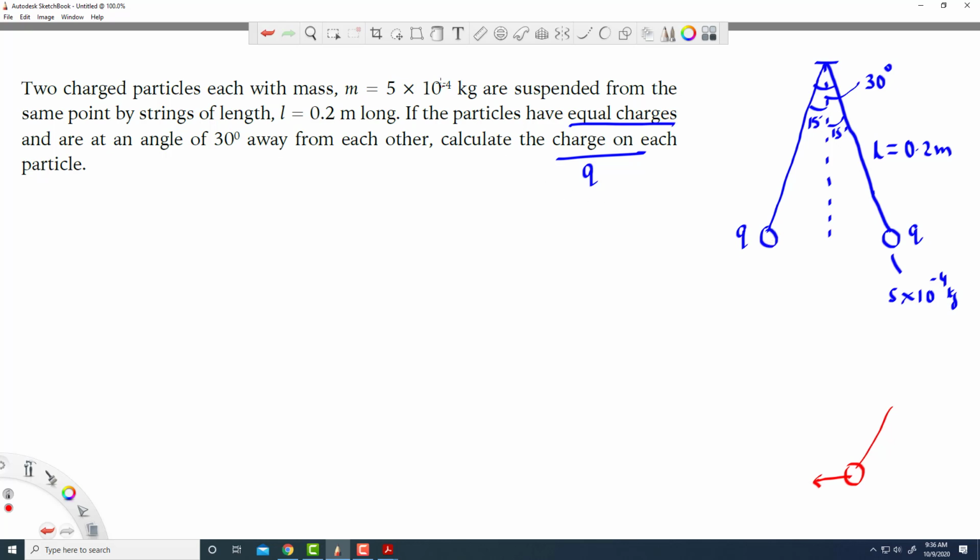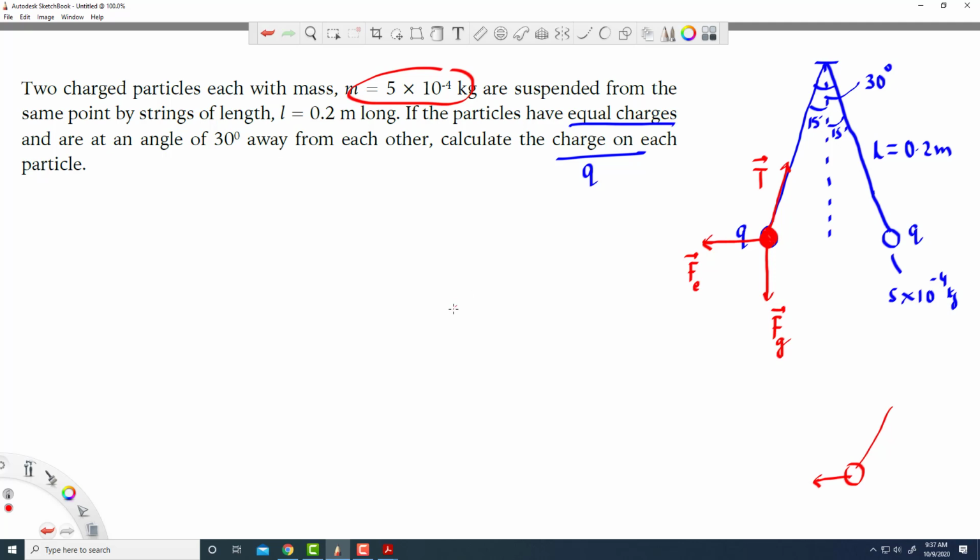This one has mass, that means there must be gravity force. Okay, force of gravity acting down. There is a string. Whenever you have a string, you have tension force. Tension force is along the string, so let's call that T. And also this charge is pushing this charge away because they are the same kind of charge. So there is also this repulsion force, which we call electric force, Fe. So these are the three forces that are acting on this charge.